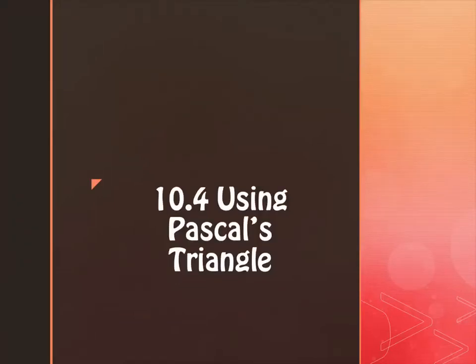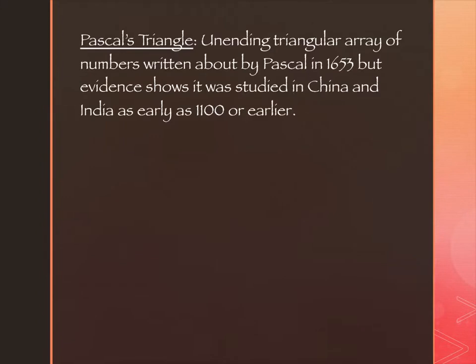10.4 is titled Using Pascal's Triangle. Pascal is a mathematician, and so he's credited with this. Pascal's triangle is an unending triangular array that was written about by Pascal in 1653. But evidence shows that it was studied much earlier in China and India, like 1100. As with many things in mathematics, the first person who's credited with it and who popularizes it is not the first person who studied it.